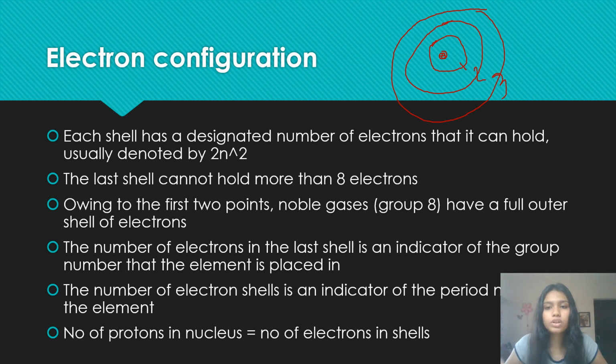Now, how do we know which shell number can hold how many electrons? There is a formula, which is 2n squared.